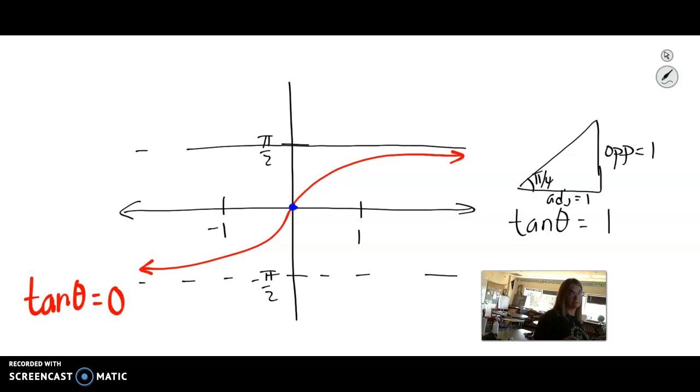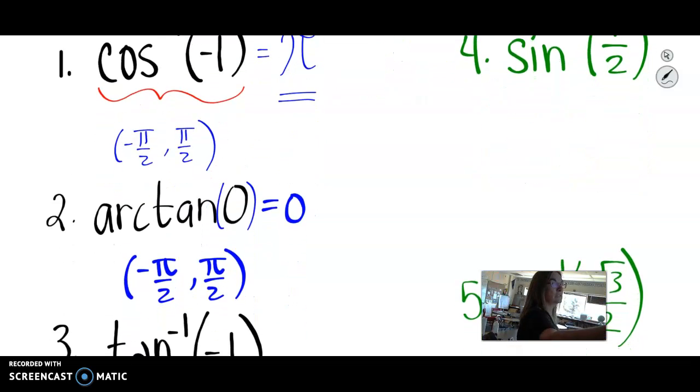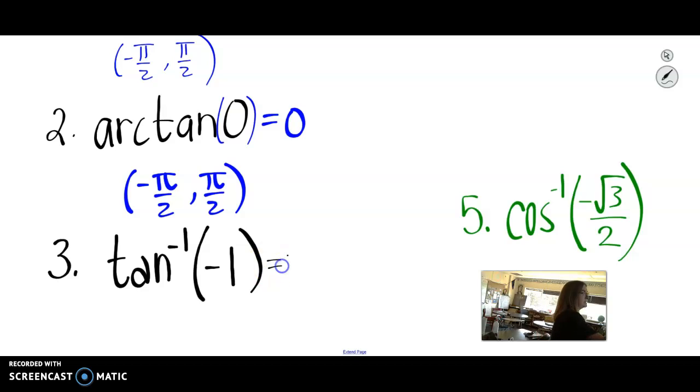So it's a multiple of pi over 4. This angle on this side would be pi over 4. We're looking for what would make it equal negative 1. So what is this angle measure? And remember the answer has to be between negative pi over 2 and positive pi over 2. And the solution is negative pi over 4. So the answer to this third one is negative pi over 4.